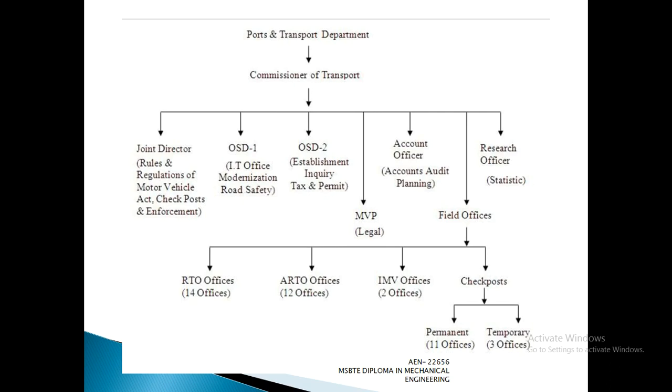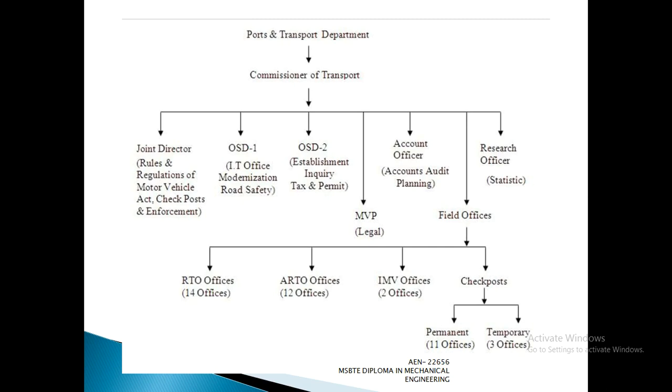Coming to the next point, the organization chart of a road transportation office department, or transportation department. It consists of the ports and transportation department, which comes just next to it comes the commissioner of the transport, then comes the joint director. Next comes the Office Modernization Road Safety, that is OSD. Next is OSD 2, Establishment and Inquiry related to tax and permit. Next comes the MVP. Next comes the Accounts Audit and Planning, that is Accountant Officer. Next comes the Field Officers. Next comes the Research Officer.